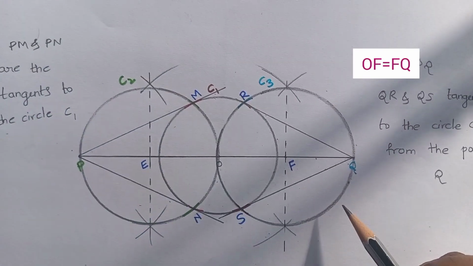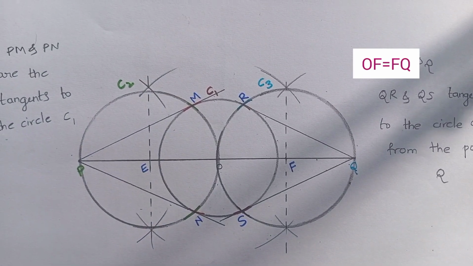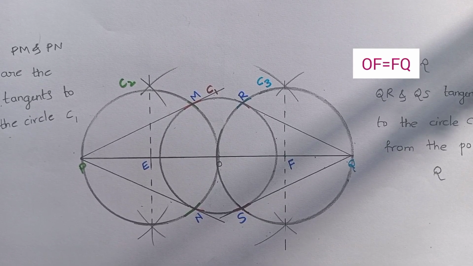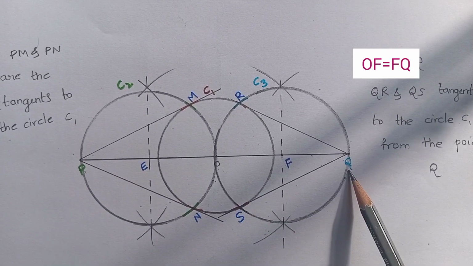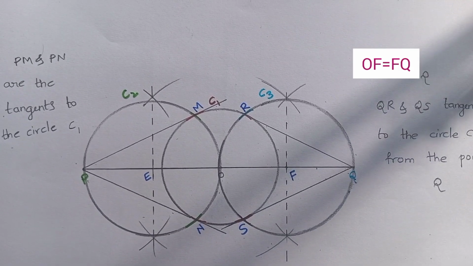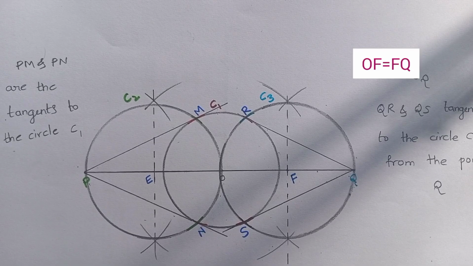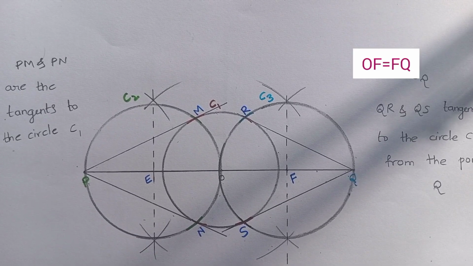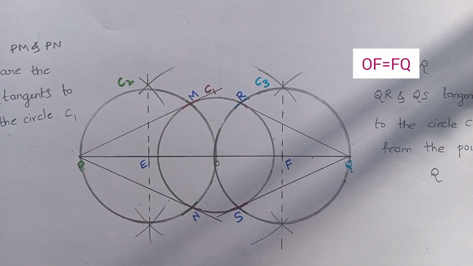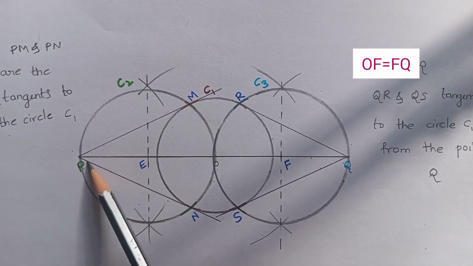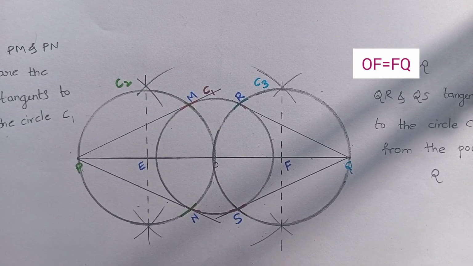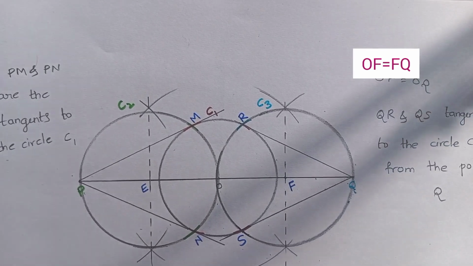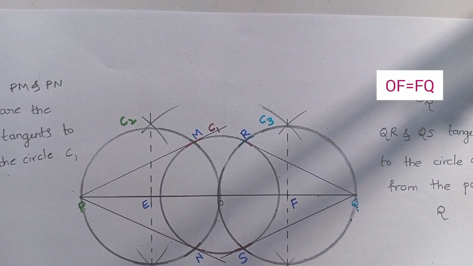Now look at the construction. Here, in the question they told us to construct tangents to the circle C1 from the point P and Q. And we have constructed the tangents from the point P and Q. In the question, they did not tell us to measure the tangents. If they ask you to measure it, then you can measure. Here, I am measuring the tangents.